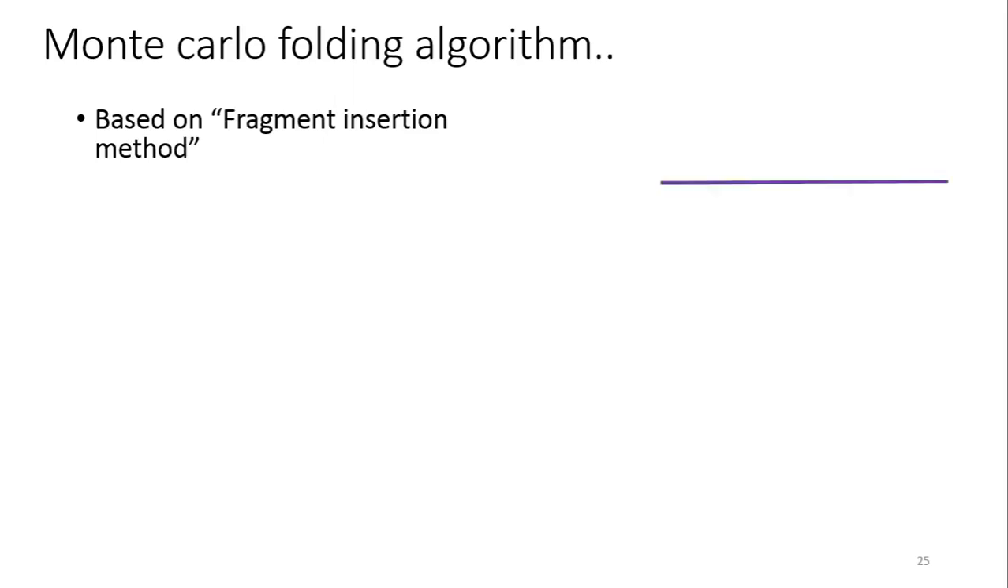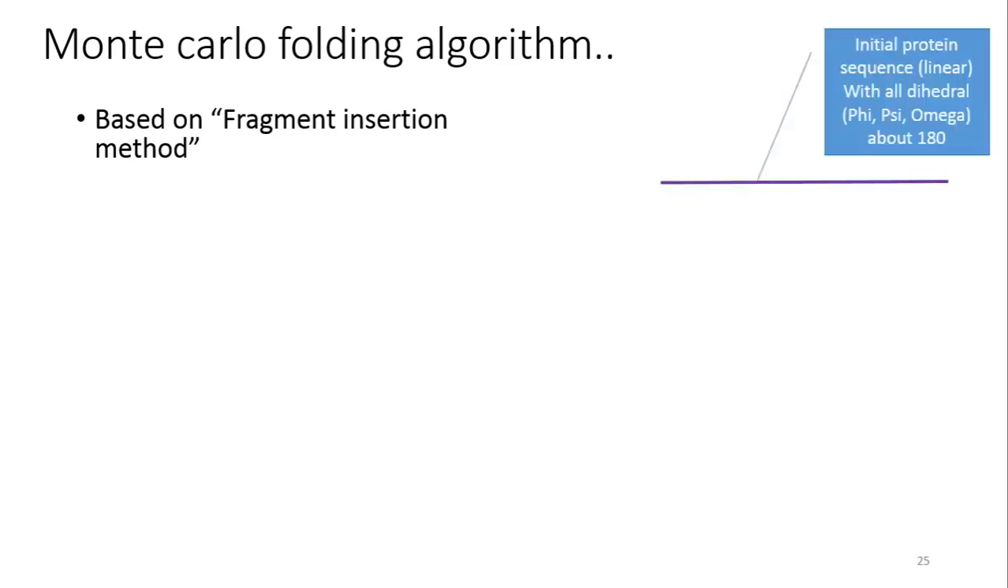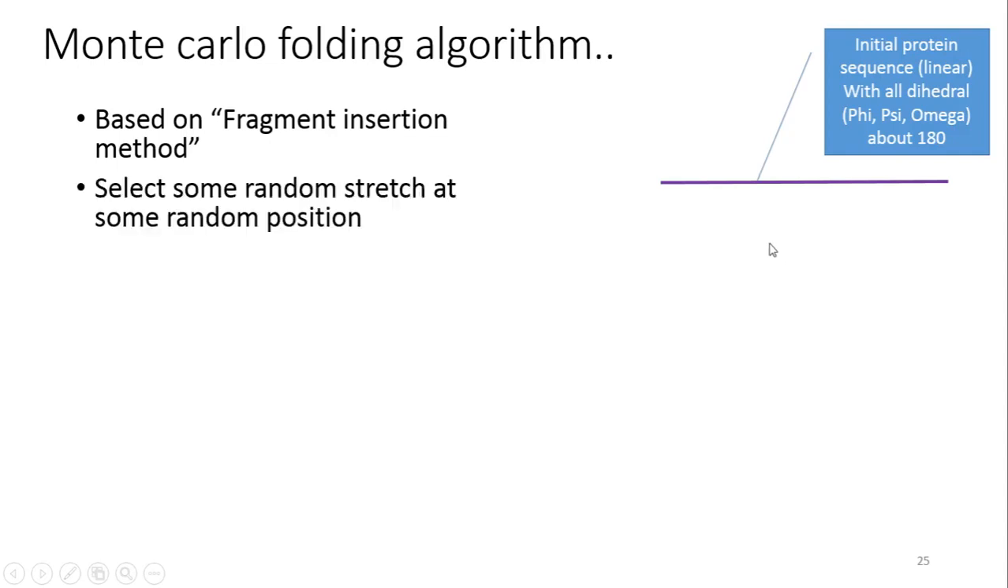So what is this fragment insertion method? In this method, you begin with the initial protein sequence, which you consider as an unfolded state or a random state. We can call it a linear state. In this unfolded state, the dihedral angles of your protein backbone, that is phi, psi, and omega, are about 180 degrees. What we do next is select some random stretch at some random position along your protein sequence. Say, for example, you have selected this random stretch now.